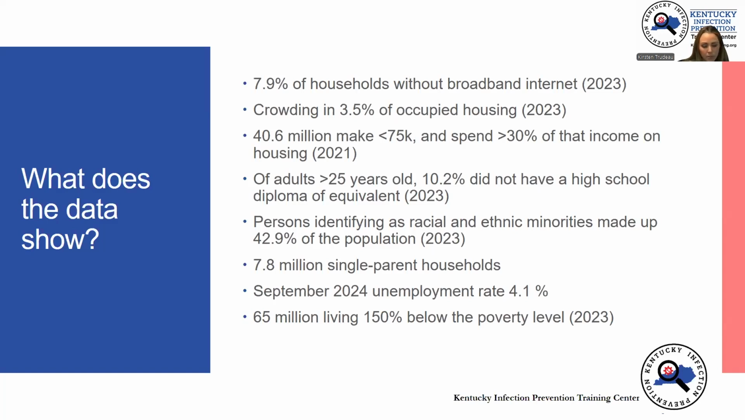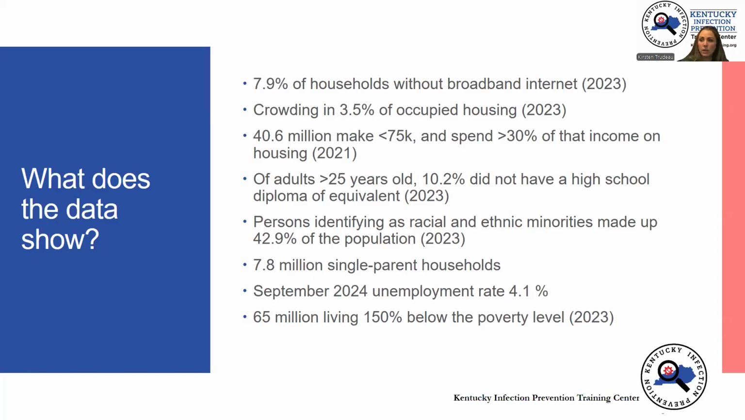So 7.9% of households in America are without broadband internet. There is crowding in 3.5% of occupied housing. About 40.6 million people make less than $75,000 a year and spend more than 30% of that income on housing. Of adults over age 25, 10.2% do not have a high school diploma or equivalent. And then a staggering 65 million people are living 150% below the poverty level. Persons identifying as racial and ethnic minorities make up 42.9% of the population.